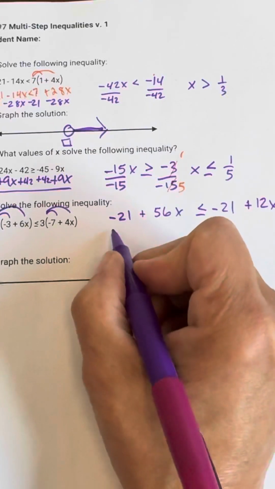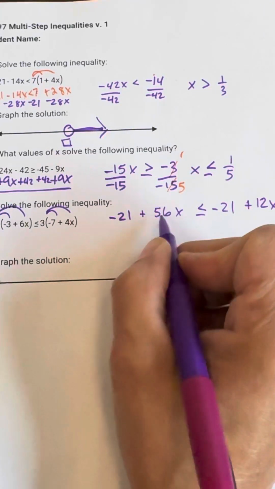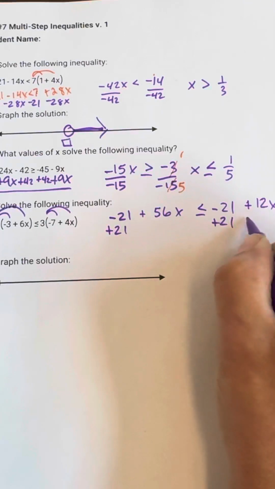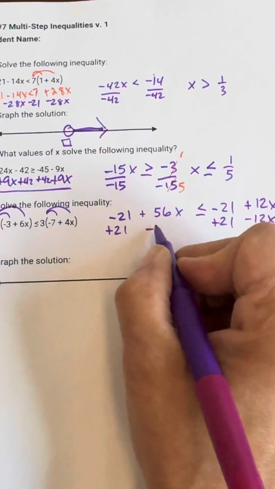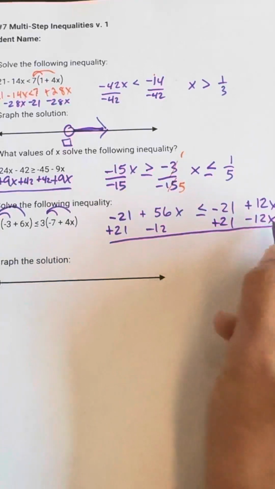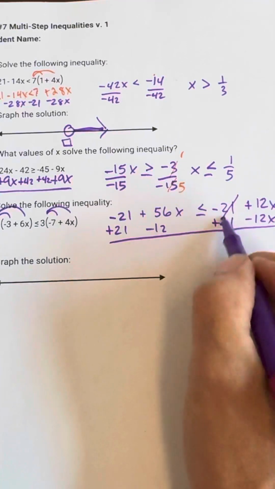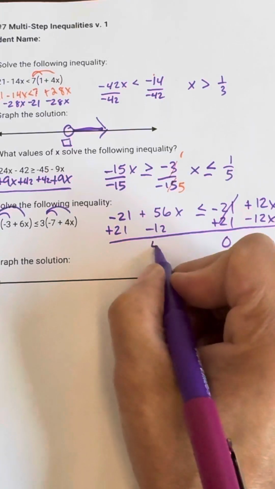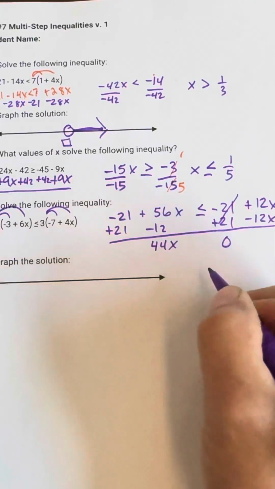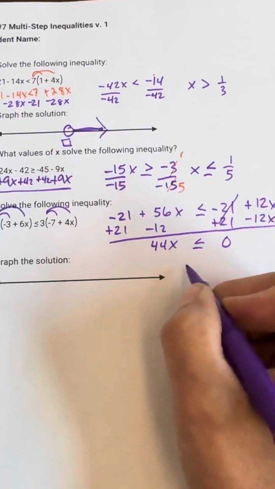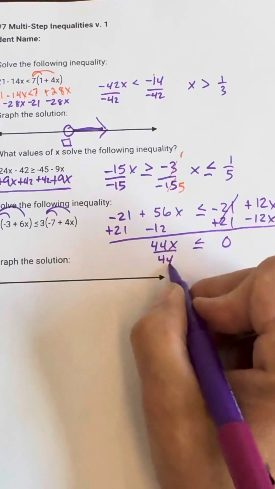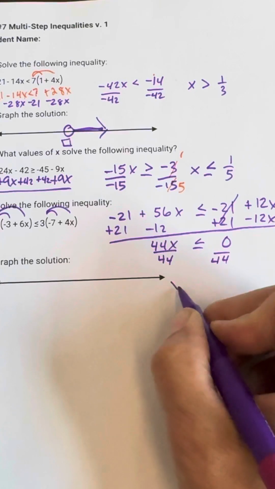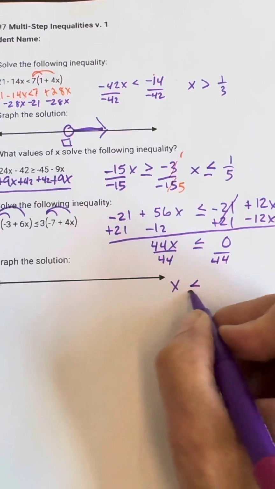So we're going to put the x's over here, so I'm going to add that 21 and subtract the 12x, and it ends up turning to 0. So 56 minus 12 is 44x. Is less than or equal to, divide by 44, and x is less than or equal to 0.